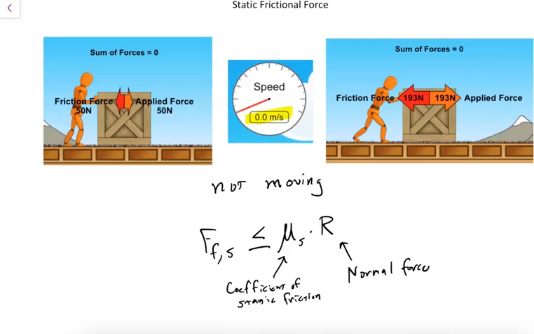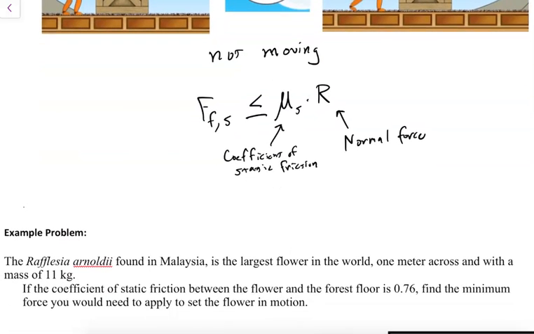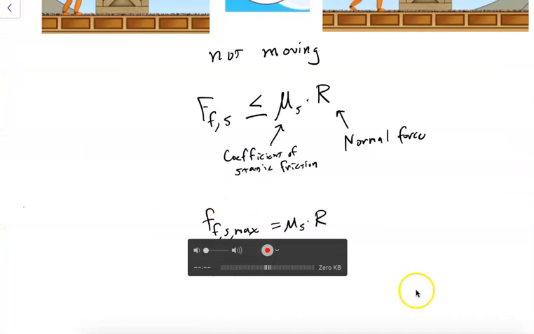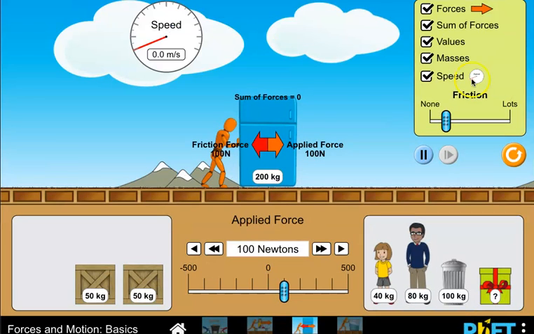Once it becomes an equal sign, let's create some space. What about if the force of static friction, let's say max, that would be equal to mu s times R. That's when it becomes the maximum point. So let's look at what that looks like on this picture. So I can go even more, 150 newtons is opposing, equal.